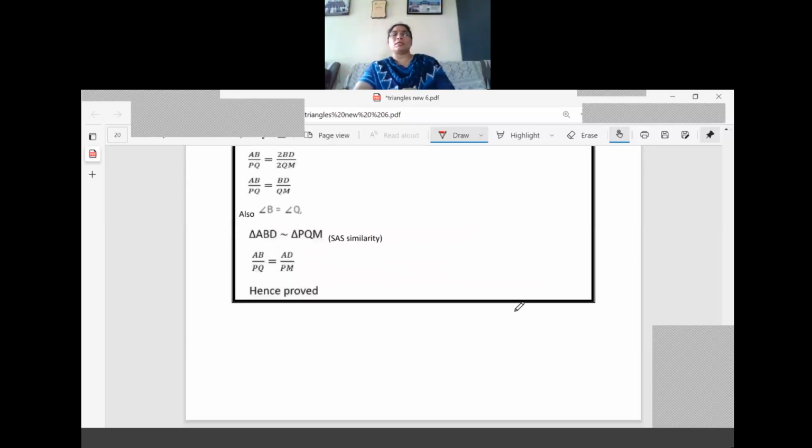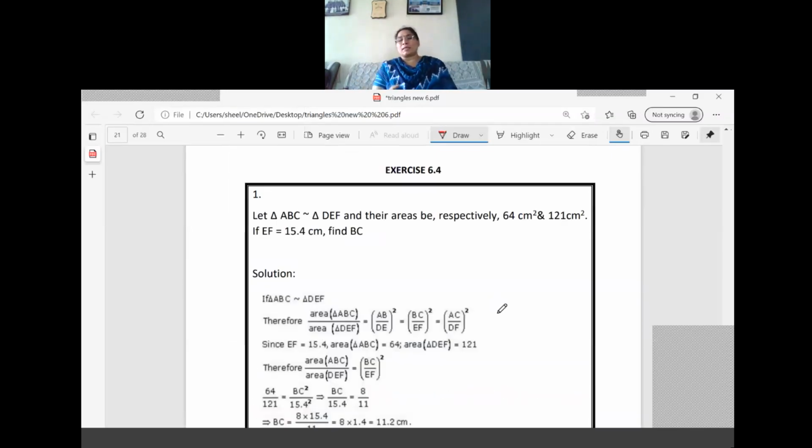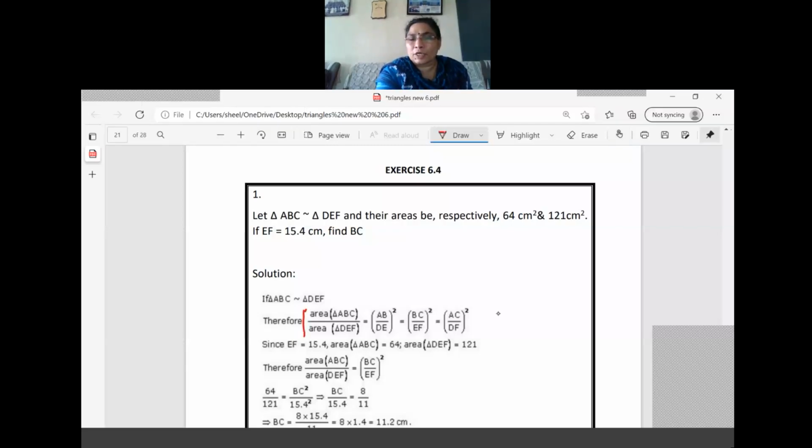All of you listen. This is based on which theorem? When two similar triangles are given, their areas, do you remember this one, the ratio of their areas is equal to the square of their corresponding sides. So the similarity is already given, triangle ABC and triangle DEF, right? Then the corresponding sides square ratio we can write: AB by DE square, BC by EF square, AC by DF square only.